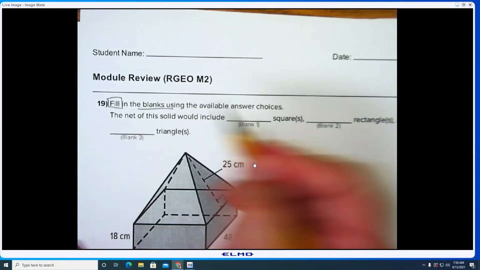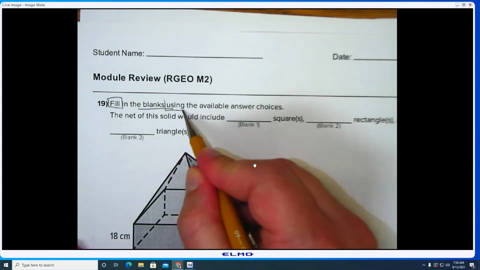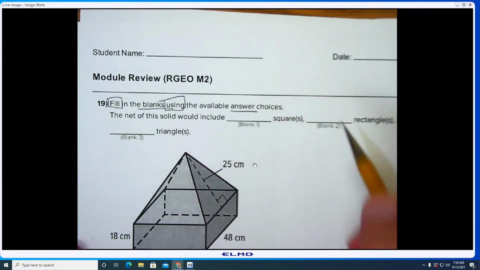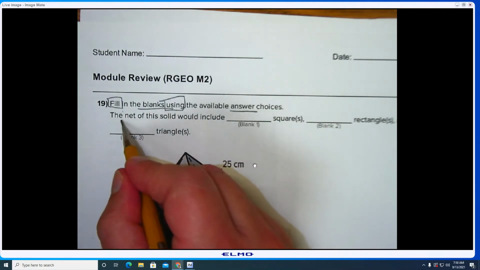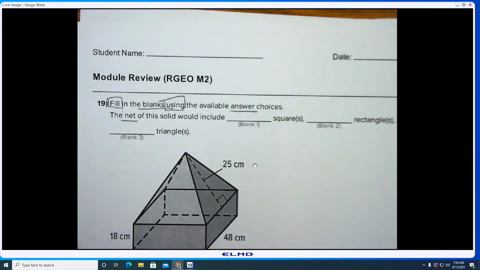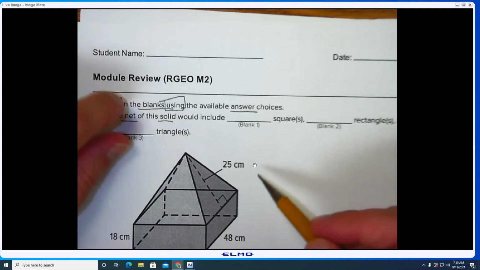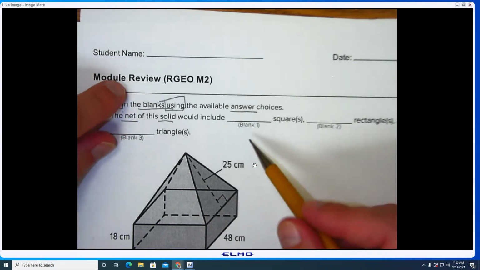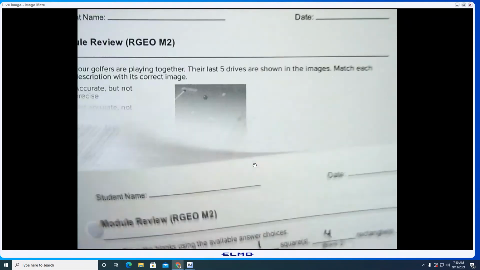Fill in the blanks again. We're using available answer sources, so we need to use those answers. The net, so that's the two-dimensional representation of this solid, would include, so how many squares would we see here? I'll go ahead and break it down with my solution.